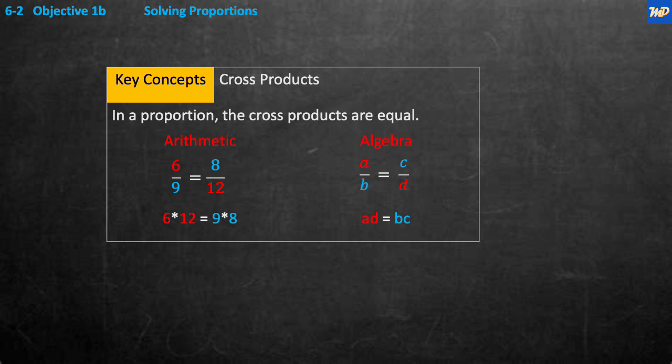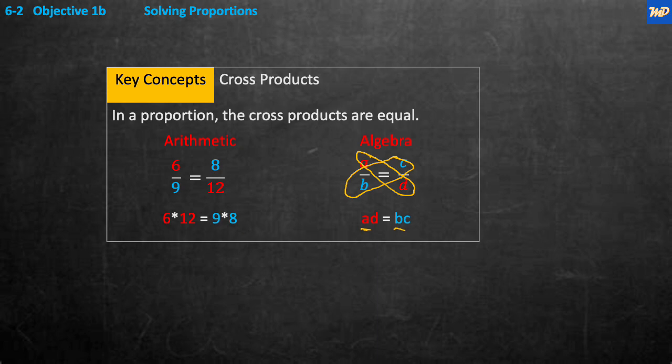Okay, and objective 1B is they're showing us the key concepts here of a cross product. So we're going to just see it in a little more detail. It says in a proportion, the cross products are equal. We just looked at that earlier. So let's look at the algebraic version here first. The algebraic version is, as I showed you, A times D is equal to C times B. And here it is, AD is equal to CB.